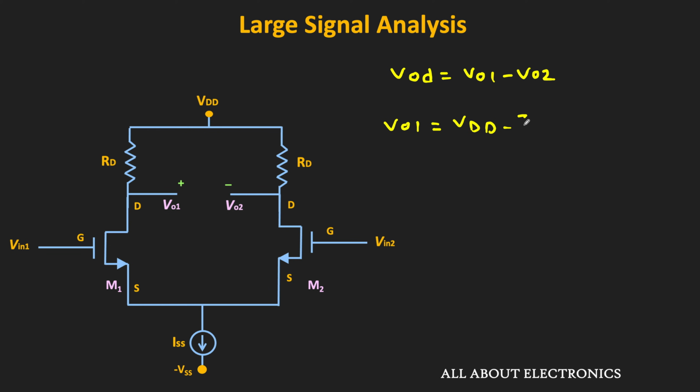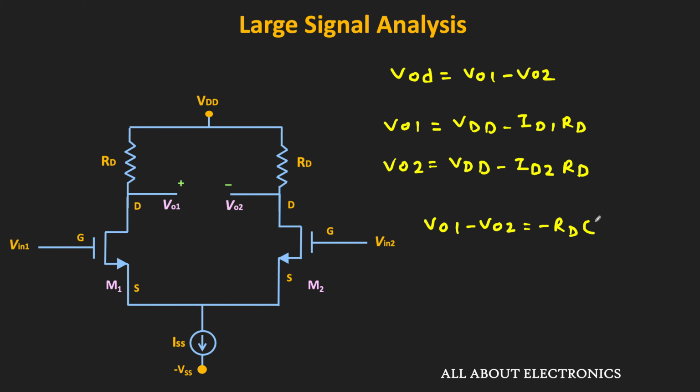Alright, so here this differential output is VO1 minus VO2, where this VO1 is equal to VDD minus this ID1 times RD. Similarly, this VO2 is equal to VDD minus this ID2 times RD. That means VO1 minus VO2 is equal to minus RD times this (ID1 minus ID2).